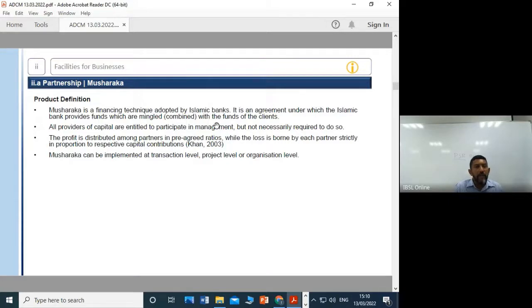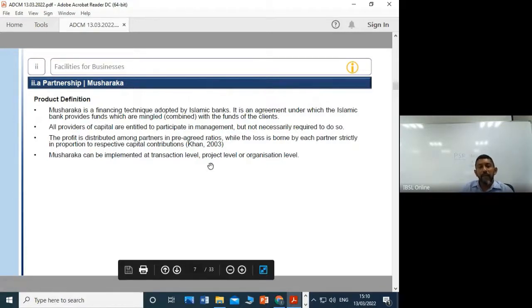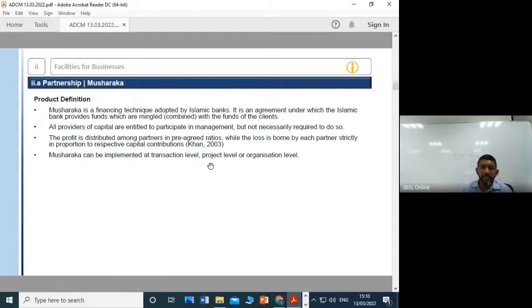And then we also said the management of any Musharaka is given to the customer, so the bank doesn't get involved in the management of the partnership. And you can end this partnership based on a pre-agreed time period, or something like the end of a transaction. So that is, in a sense, what is meant by a Musharaka facility.